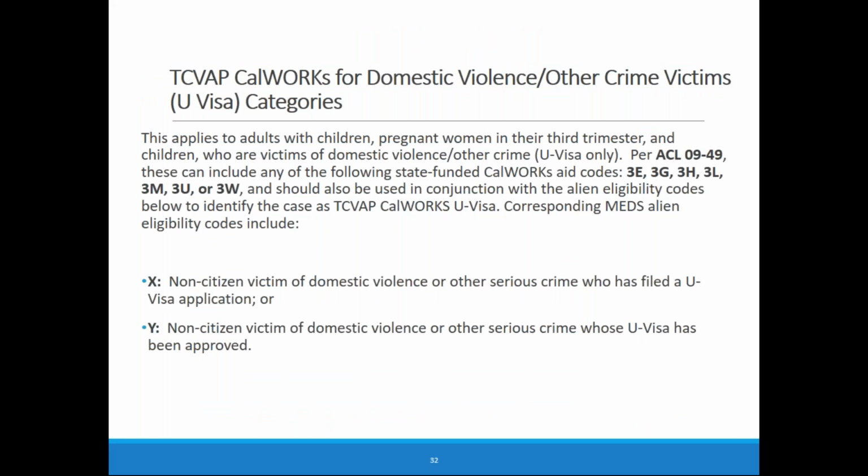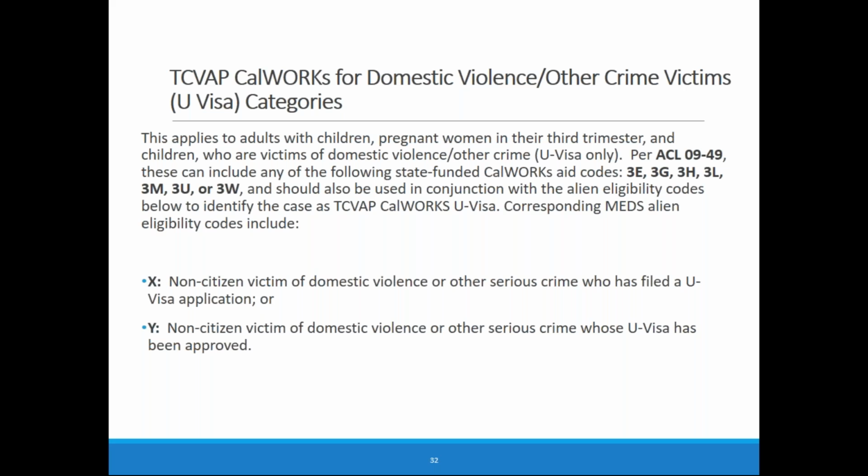The next category we're going to cover is the TCVAP CalWORKs for domestic violence and other crime victims, which applies to adults with children, pregnant women in their third trimester, and children who are victims of domestic violence or other crime for U visas. Per ACL 09-49, these can include any of the following state-funded CalWORKs aid codes: 3E, 3G, 3H, 3L, 3M, 3U, or 3W. It should also be used in conjunction with the alien eligibility codes X or Y to identify the case as a TCVAP CalWORKs U visa case.